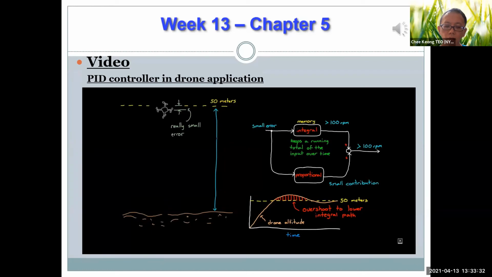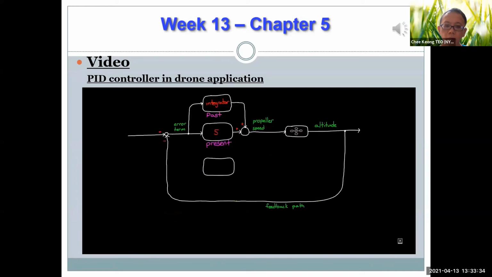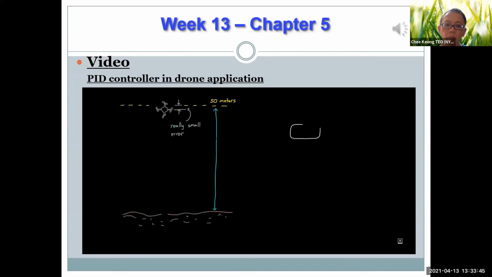Luckily, there is a simple way around this problem, and that is by adding a path to our controller that can predict the future and respond to how fast we're closing in on our goal. And we do that with a derivative. A derivative produces a measure of the rate of change of the error. That is, how fast the error is growing or shrinking.